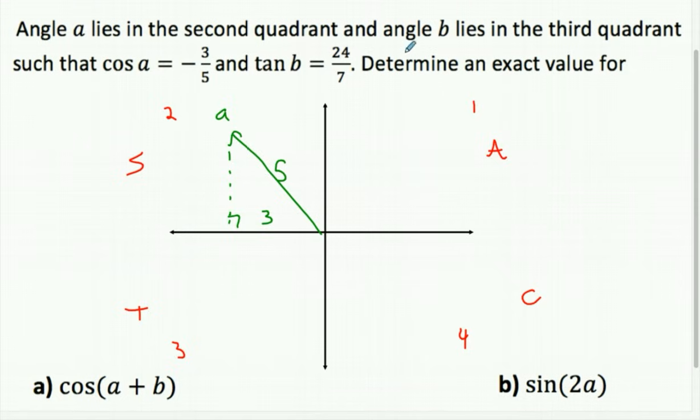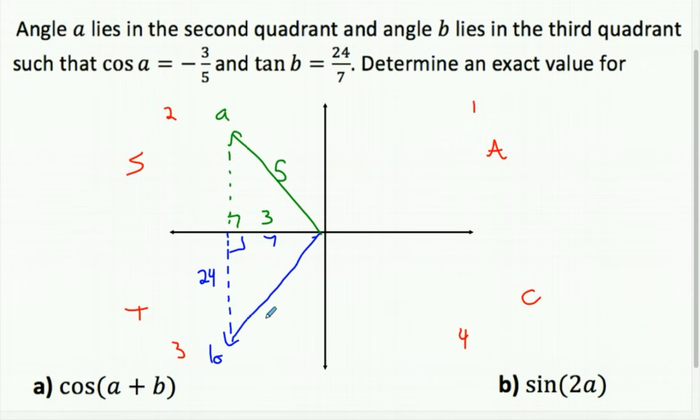I'm going to label that 3 inside the triangle so we don't get confused with angle B that I'm going to be drawing. It says angle B is in the third quadrant, so I'm going to draw a terminal arm in the third quadrant and label that angle B. And what do we know about angle B? Tan B, so tan is opposite over adjacent, is 24 over 7. And since we're in the tan quadrant, that's why tan is positive.